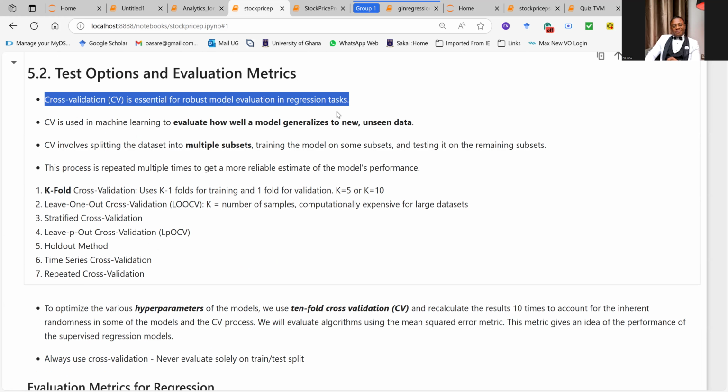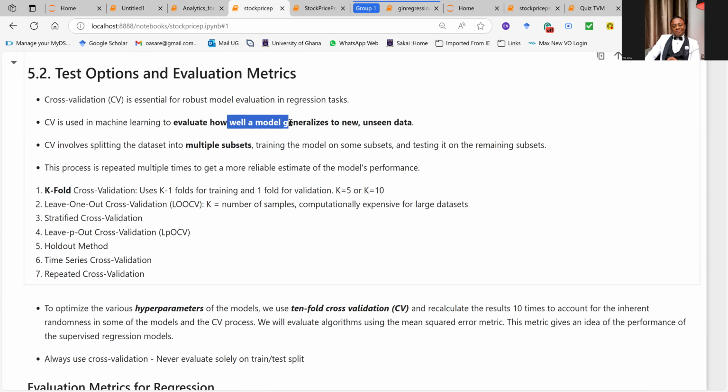What is it? Cross-validation is very useful for robust model evaluation. You can use it to evaluate how well a model generalizes to new unseen data. So when you do a model, that's why the 80%, 20% rule is very useful. If you run the model on the 80%, you want to generalize it, and if it works well on the testing data, then it's generalizable to other data you don't see. That is the whole idea of cross-validation. You are validating whether what you've done is correct.